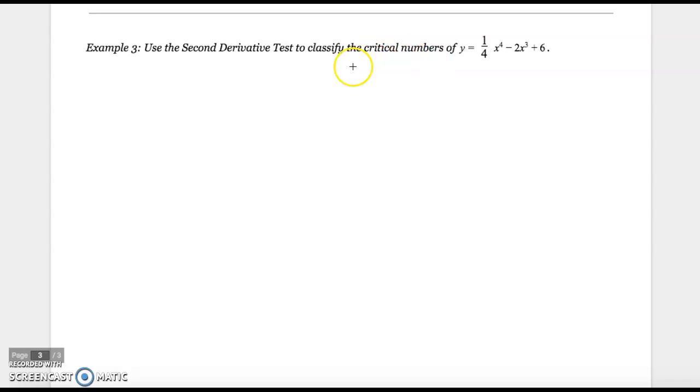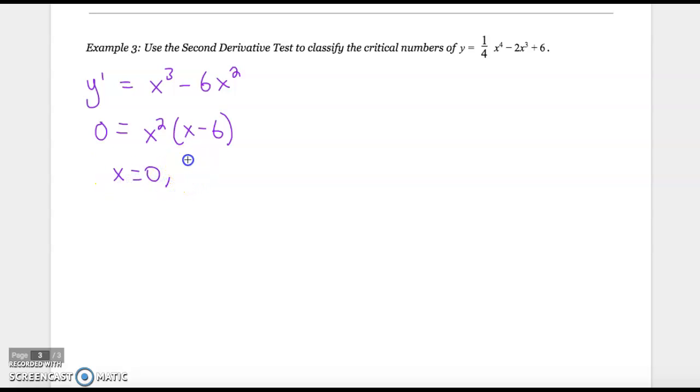To find critical numbers, we find our first derivative and set it equal to 0. So let's find our first derivative first: x cubed minus 6x squared. We set it equal to 0, so we get 3x squared minus, nope, I'm taking a derivative unnecessarily. Okay, so there's our factored form, and then we find our solution. So x equals 0 is a critical number and x equals 6 is a critical number. Now I can use my second derivative test to try to classify these critical numbers.